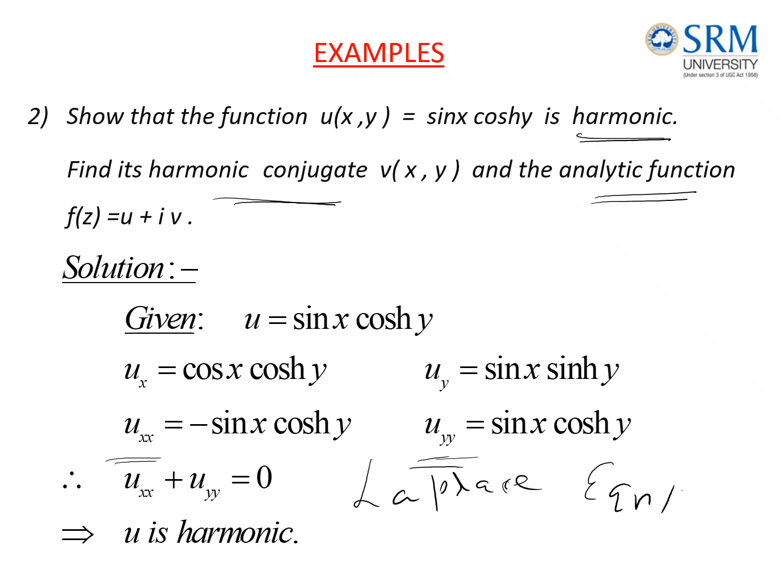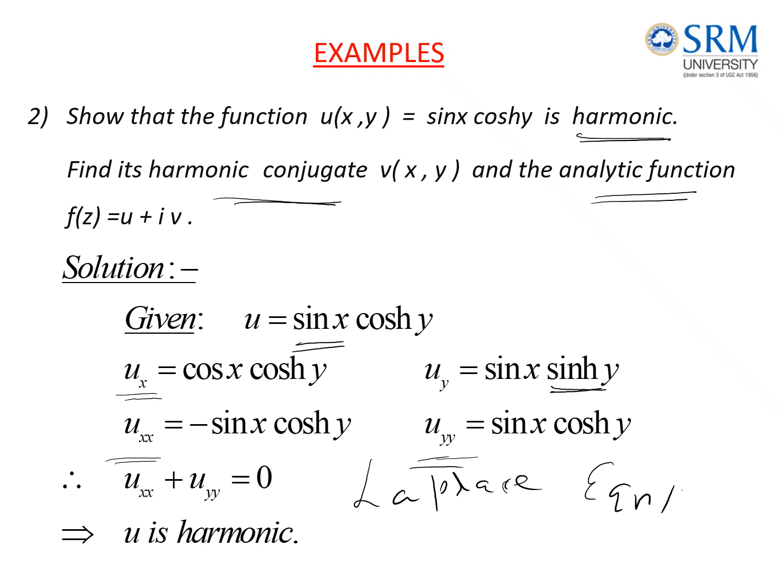So take u equal to sin x cos hy, partially differentiate with respect to x. So the derivative of sin x is cos x. Retain this cos hy as it is. Then the derivative of u with respect to y, partially retaining sin x. So the derivative of cos hy is sin hy. Then again I need to differentiate this ux with respect to x partially, so that I will get uxx equal to minus sin x cos hy. For uyy, we need to differentiate uy partially with respect to y. So partially differentiating sin hy we get cos hy.